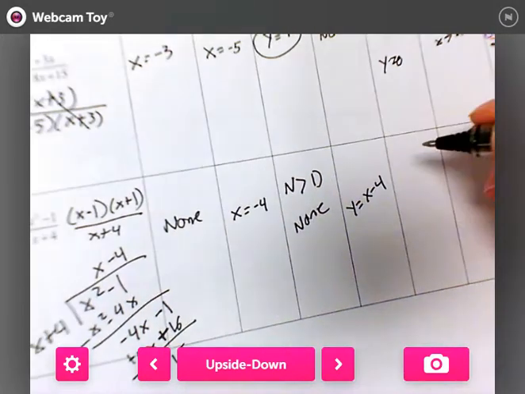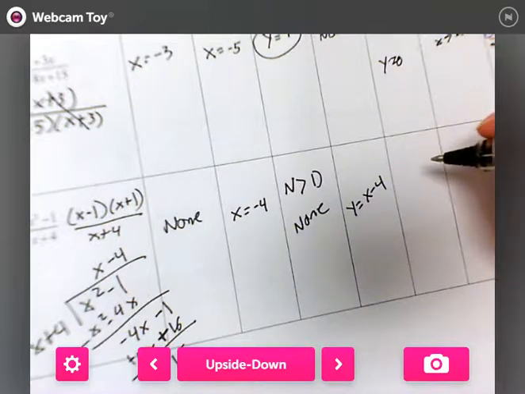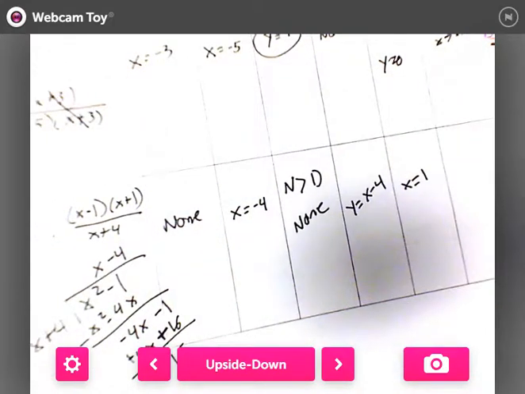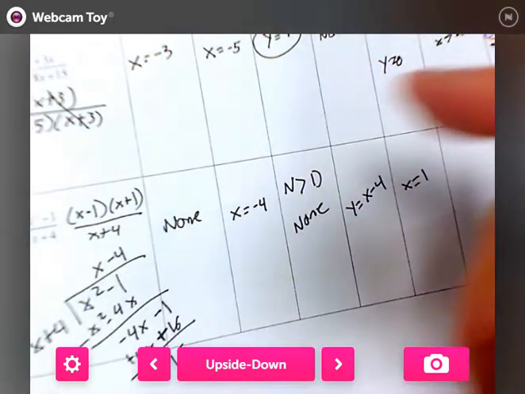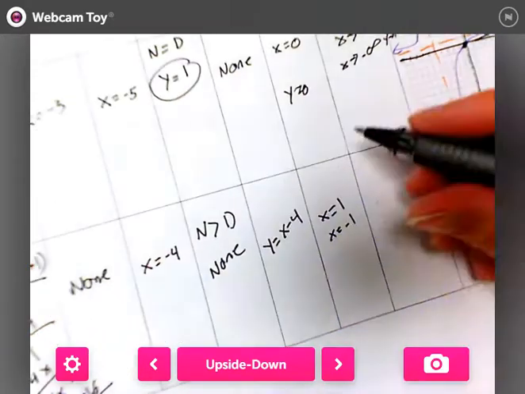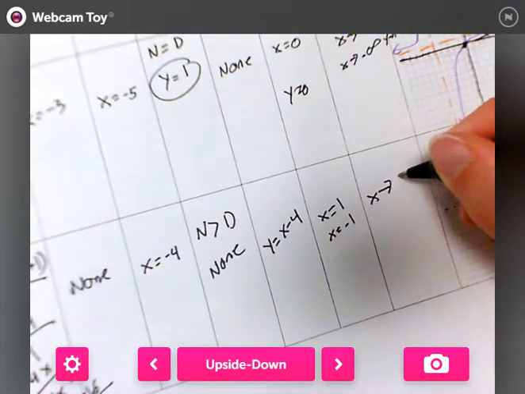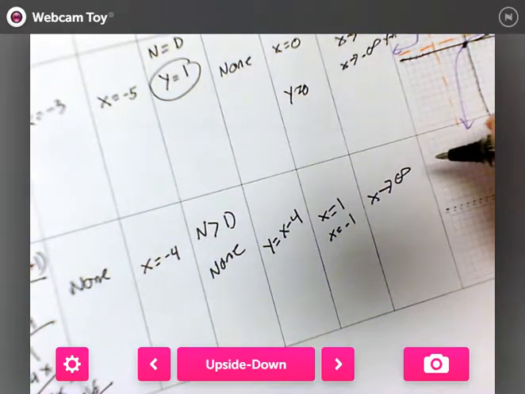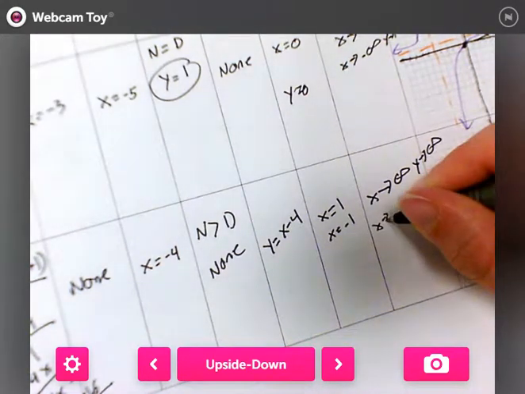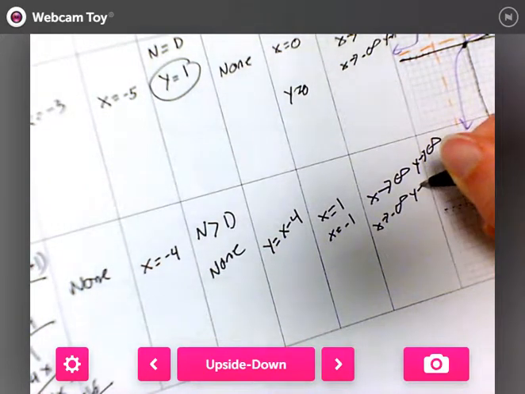Our x-intercepts, when the top gives us 0, are x equals 1 and x equals negative 1. Okay? End behavior: as x approaches infinity, y approaches infinity. As x approaches negative infinity, y approaches negative infinity.